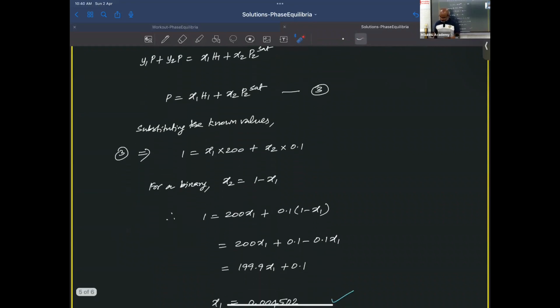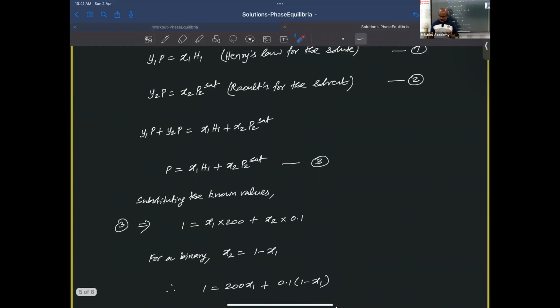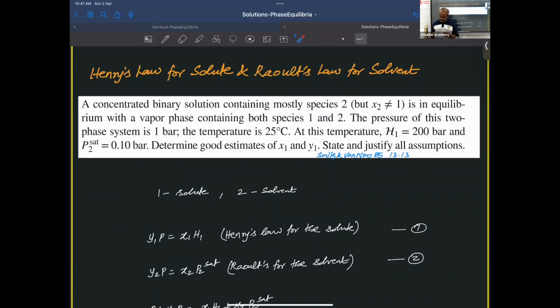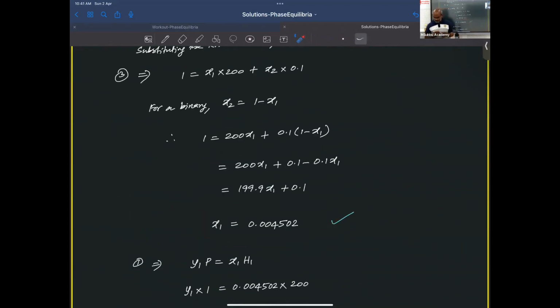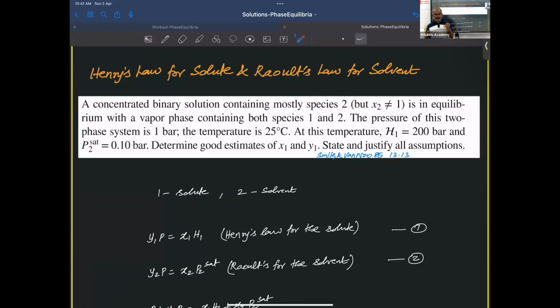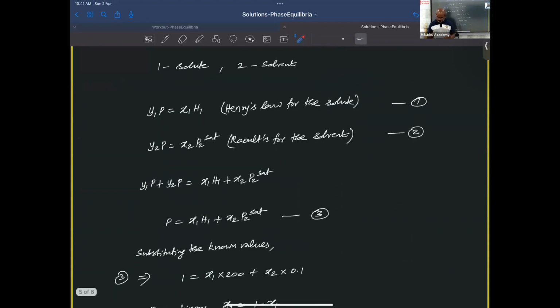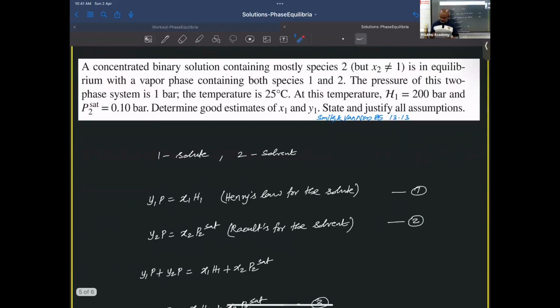So from that we get X1, which is the mole fraction of solute in the liquid. It comes out as 0.004502, which is only 0.45%. The component 1, the solute, is having only 0.45% in the liquid solution. Okay, that X1 is available. Then we make use of this expression, since we need to get Y1 as well.